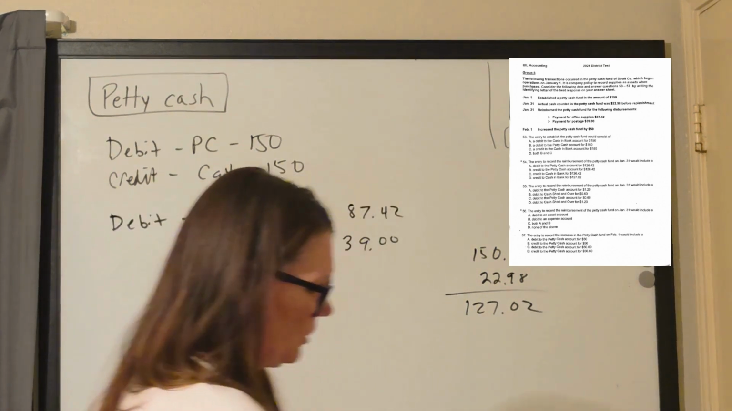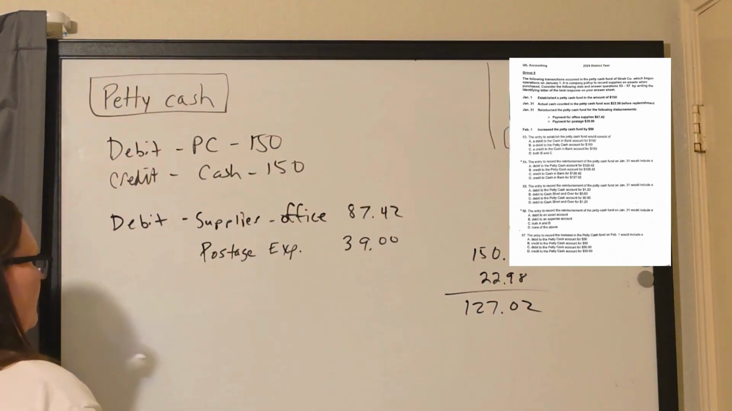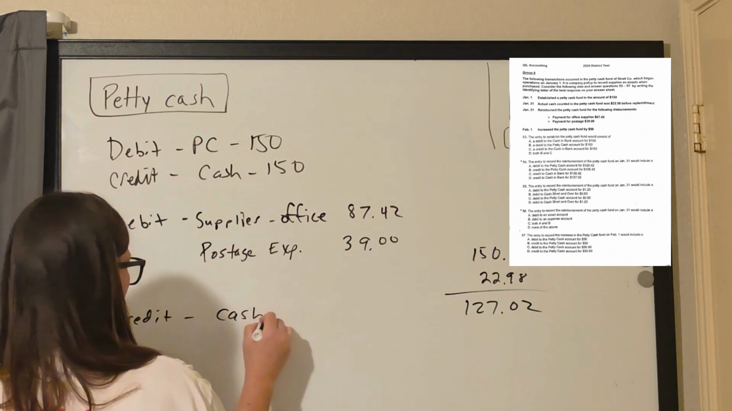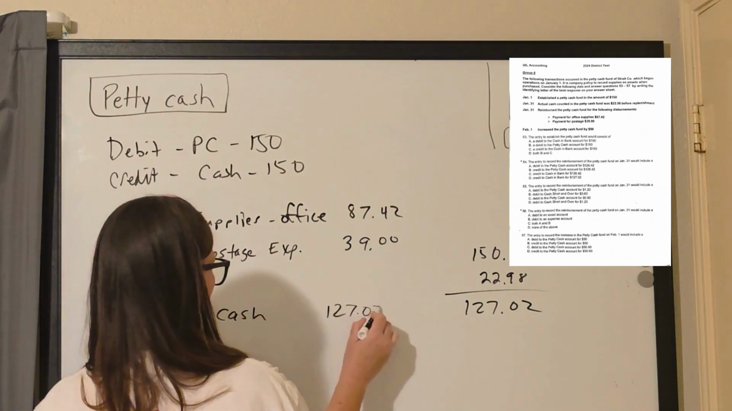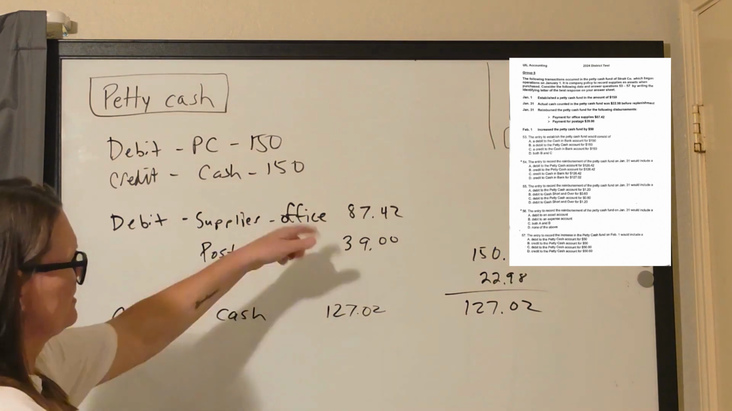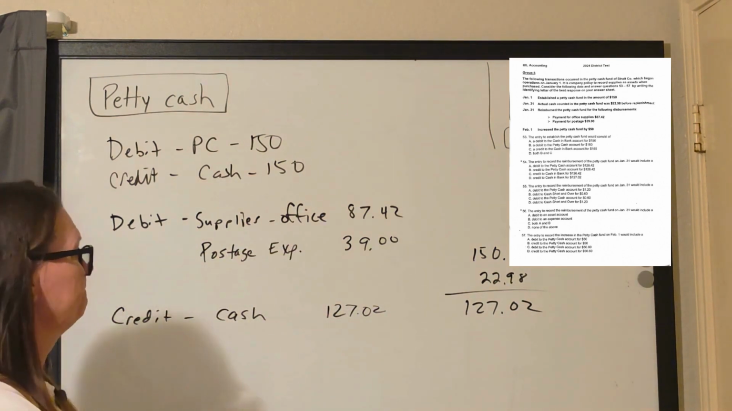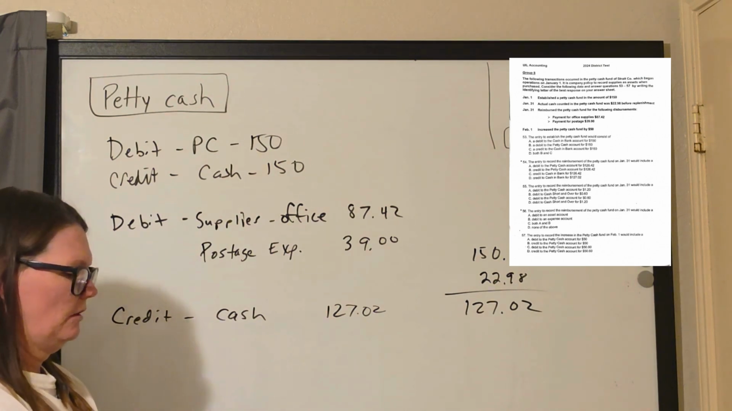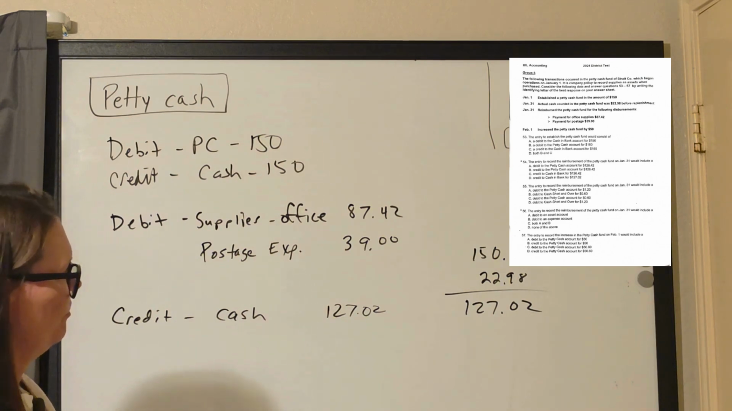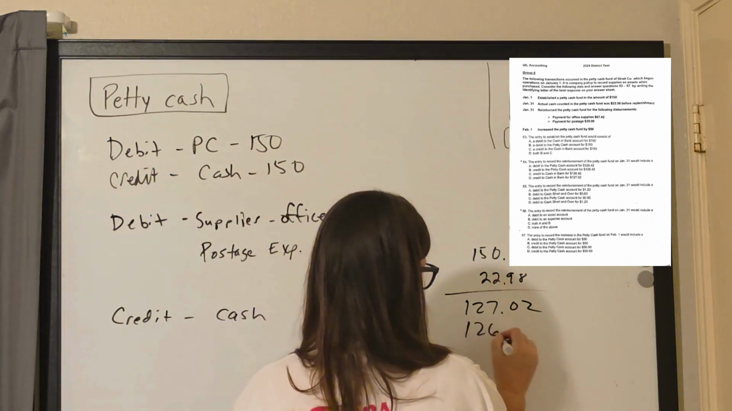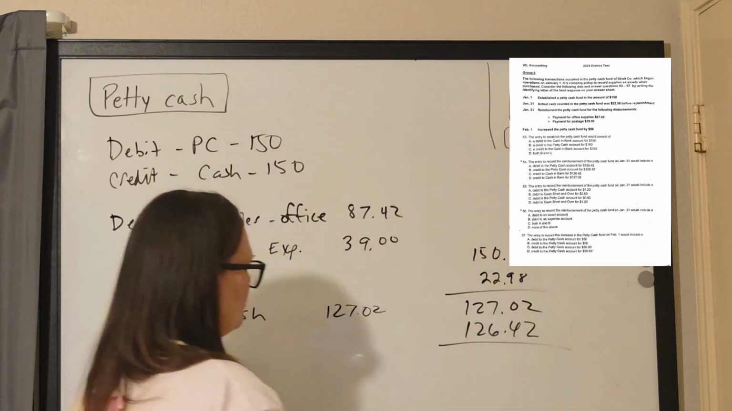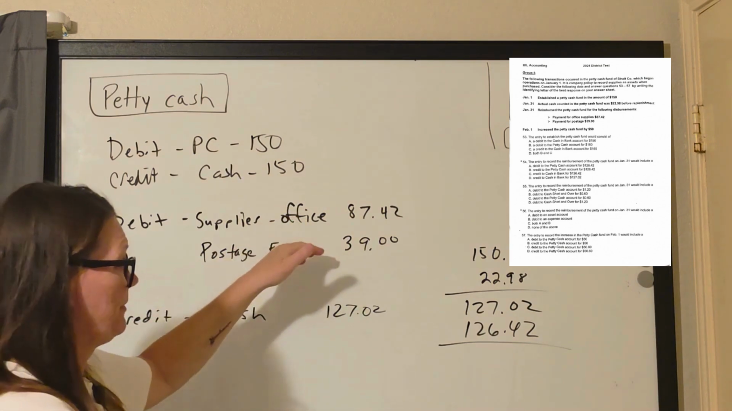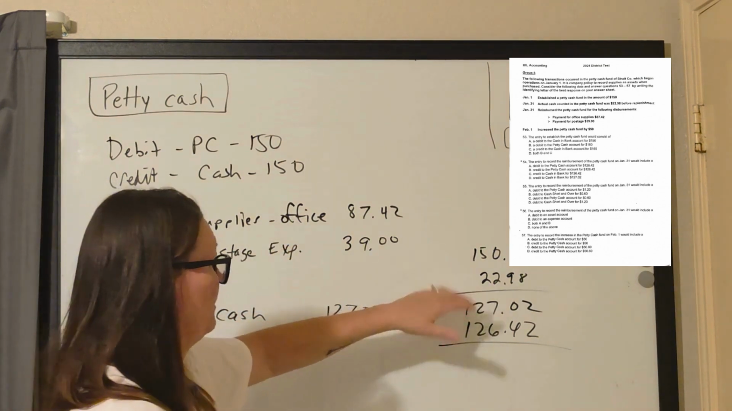Now, let's look at something real quick. Okay? Well, I'm going to go ahead and put my credit. I'm going to put cash. And I know I got to put back this amount. Now, let's just make sure our debits equal our credits. So if we do that, $126.42. Okay, that's what I actually spent on paper, but there's not that much left.